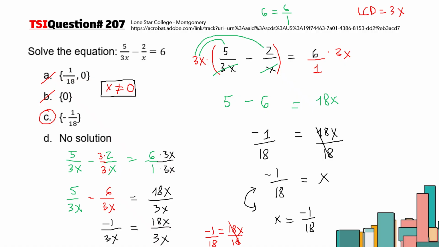You can multiply both sides by the least common denominator, or you can convert every term to have the same denominator, the least common denominator. The answer is the same. It's a different point of view, but the answer has to be the same.